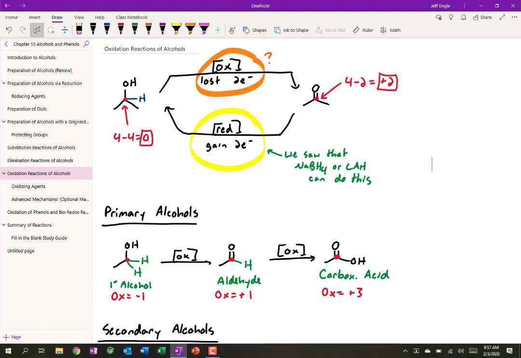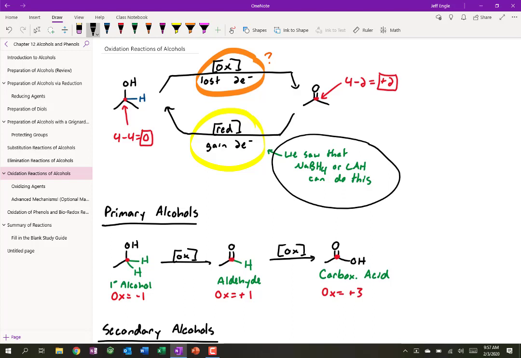Hi everybody, here's a supplemental video to finish up Chapter 12. Last week in class we went over the redox reactions involving alcohols. So for example, we saw that we can use sodium borohydride or lithium aluminum hydride to reduce a variety of carbonyl compounds to their alcohol form.